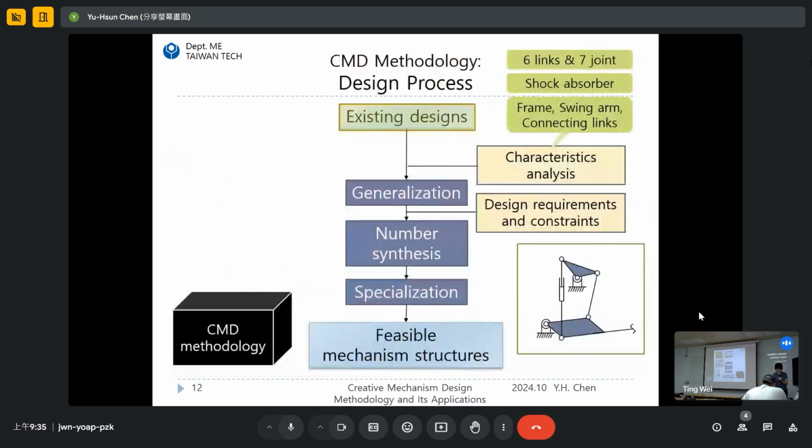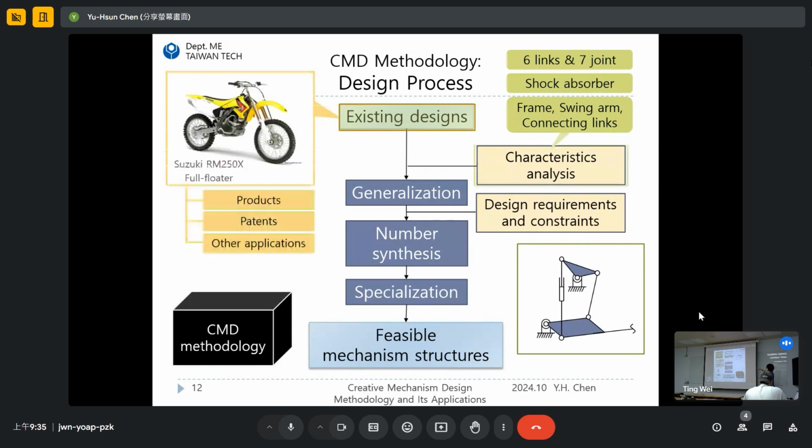Okay, and then I will open up the black box. So here is a methodology, and here we can list all of the steps. At first, we have the existing design, and we make the characteristic analysis. For example, this is an example we just saw, the Suzuki motocross, and we analyze the rear suspension.